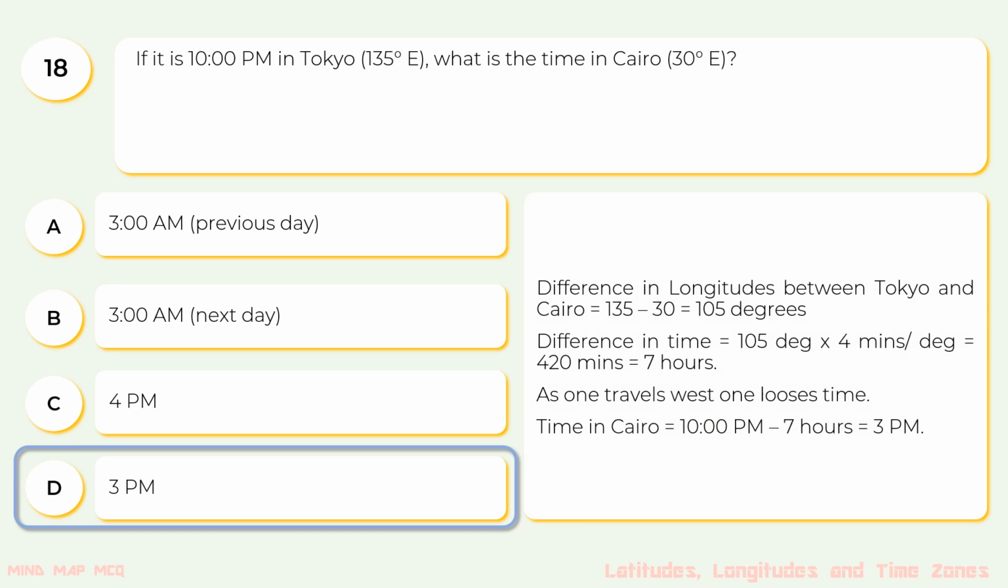Difference in longitudes between Tokyo and Cairo is 135 degree minus 30 degree is equal to 105 degrees. Difference in time would be 105 degrees into 4 minutes per degree, which is 420 minutes or 7 hours. As one travels west, one loses time. Time in Cairo is equal to 10 p.m. minus 7 hours is equal to 3 p.m.